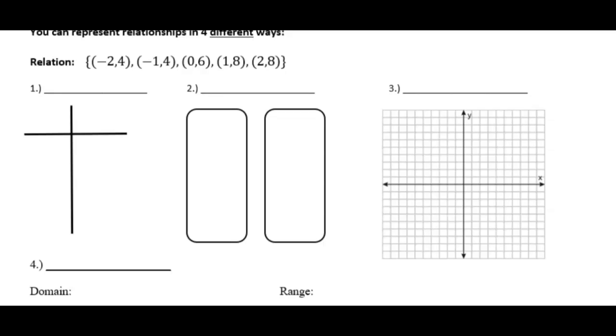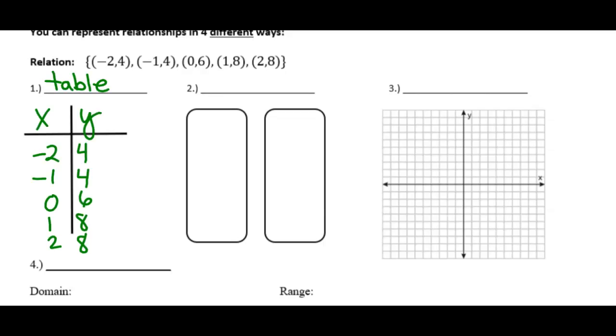So when we're doing a table, we know that this -2 is the x value and this 4 is the y value. So I would just list my ordered pairs in the appropriate spot. So -2, 4, -1, 4, 0, 6, and 1, 8, and 2, 8. Okay, so that's a table. It's simply putting the ordered pair into columns for x and y.